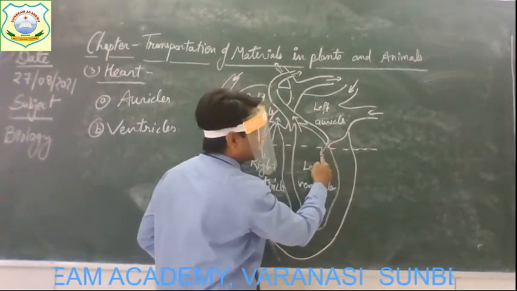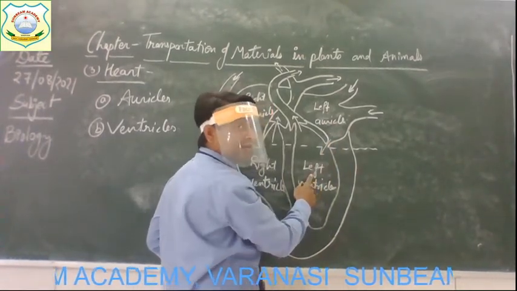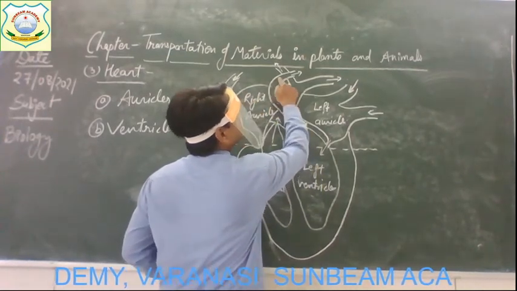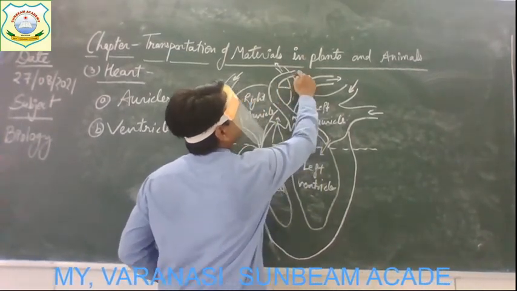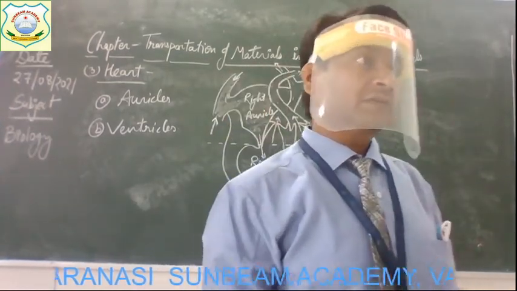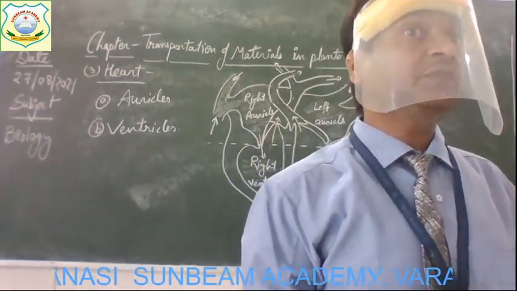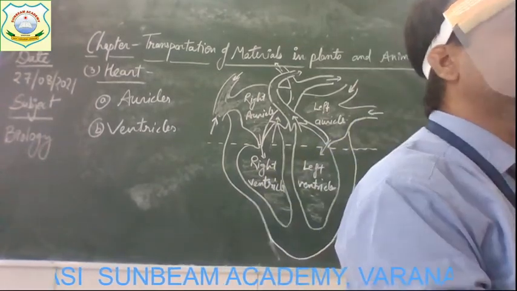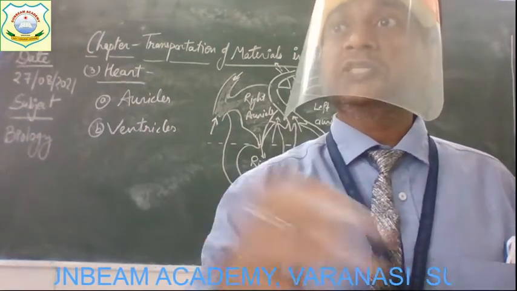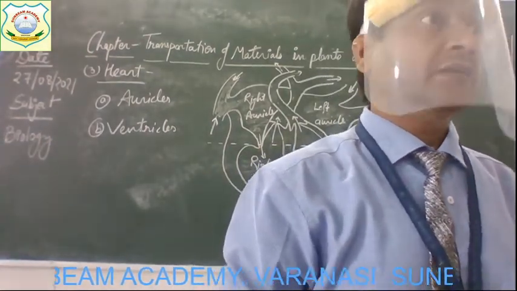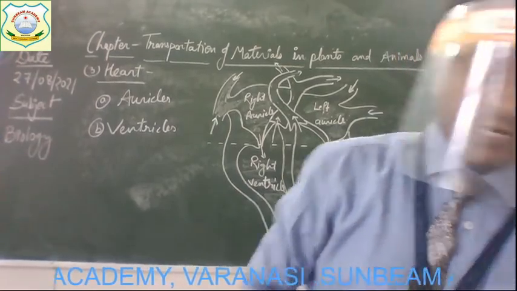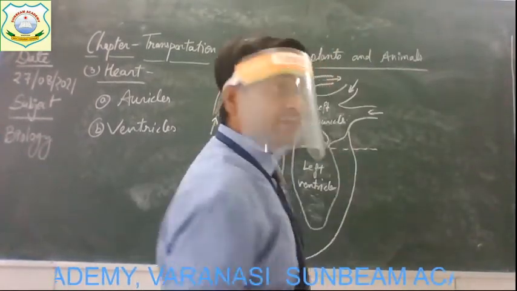From the left auricle, it moves to the left ventricle, and from the left ventricle, you see that with this artery, it goes out to the body. Get it? So all the four chambers, all the four parts of the heart, play an important role in the transportation or movement of blood. Understood now? Clear? Alright. So I hope that you understood this diagram of the heart.